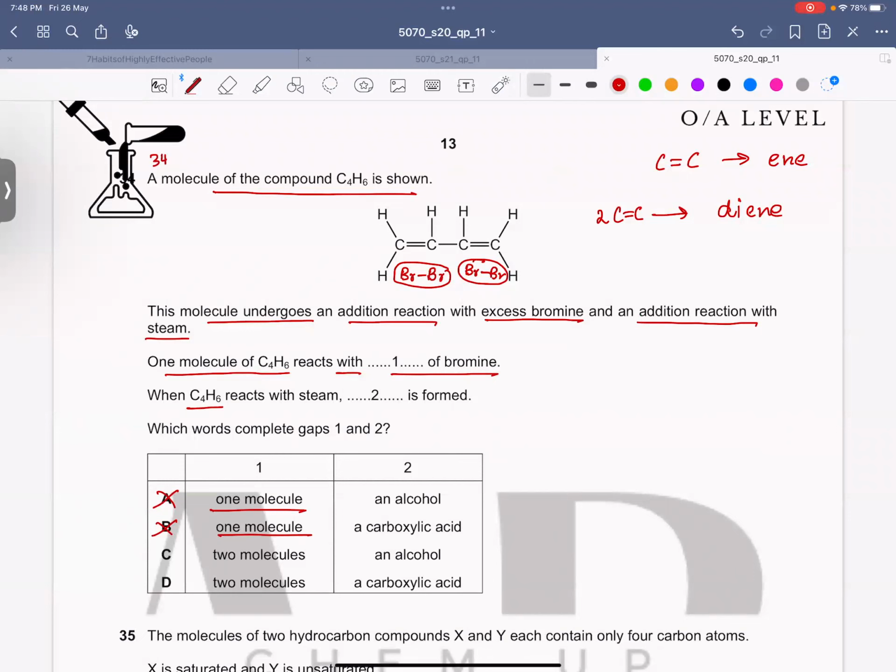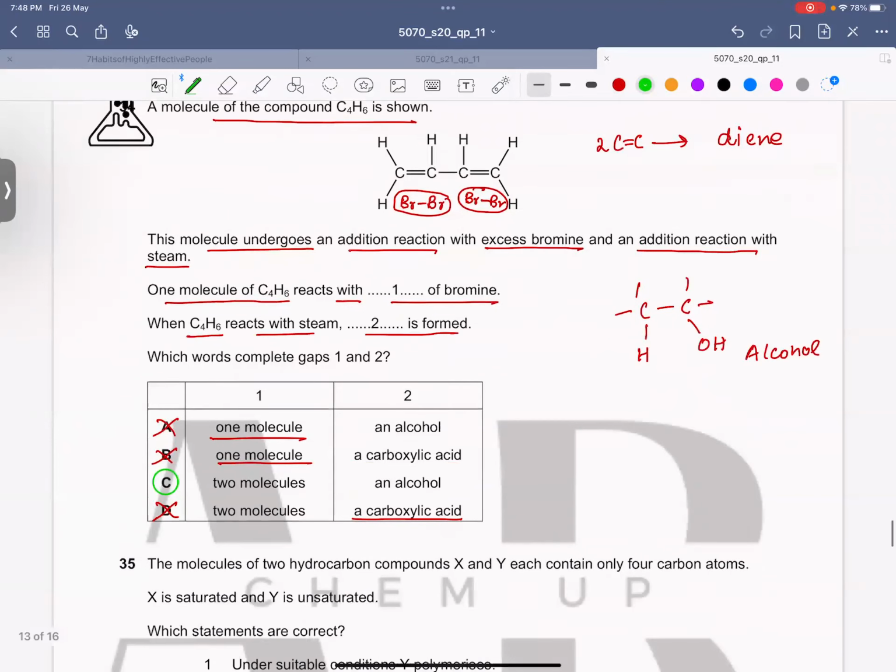When C4H6 reacts with steam, what is formed? If you recall, whenever an alkene reacts with steam, the double bond turns into a single bond, and one carbon bonds with the hydrogen and the other carbon bonds with the OH, and that's why they form alcohols. So an alcohol is being formed. Here a carboxylic acid is written, which makes option D wrong, and our correct answer is C. Is this clear to everyone? Yes, sir.